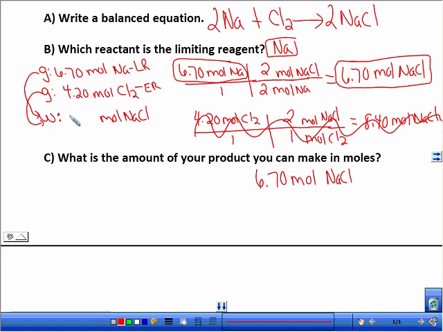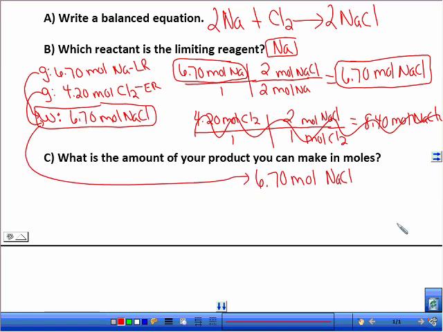So this wanted answer is actually going to be this, which is the answer we got going on here. Okay, so I can make 6.7 moles of sodium chloride. Well, how much sodium would I use? Well, I'm going to use 6.7 moles of sodium because that's what this equation says.